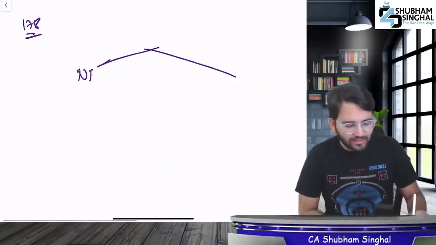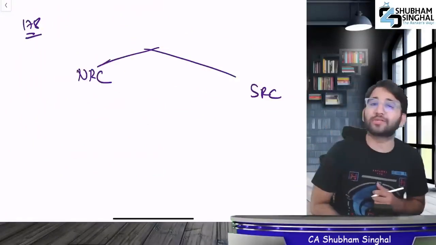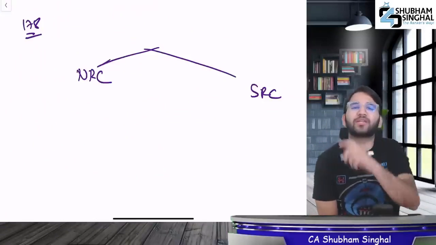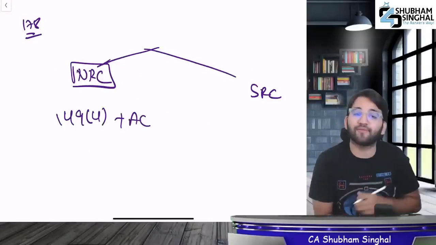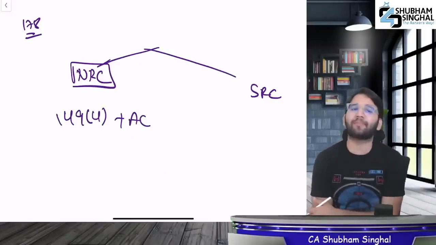Section 178 discussing two committees. First, nomination and remuneration committee. Second, stakeholder relationship committee. Nomination and remuneration committee is applicable only to those on whom 149(4) and audit committee are applicable. It's applicable on them only.